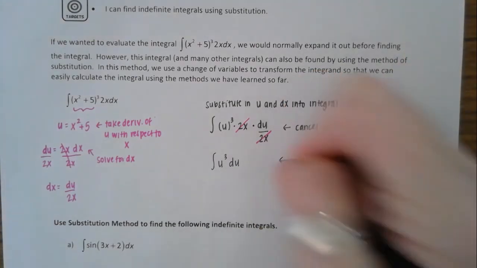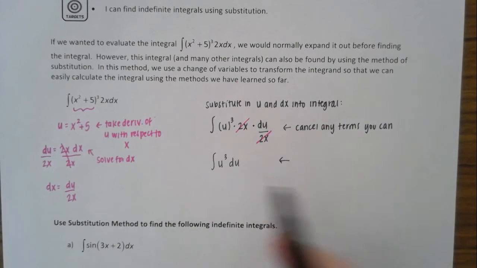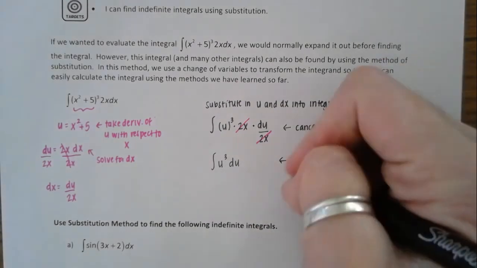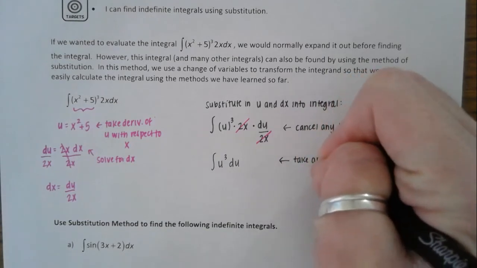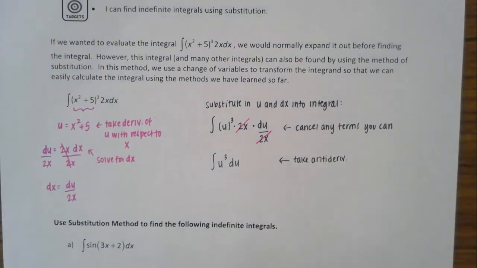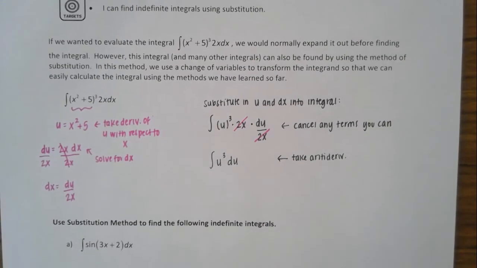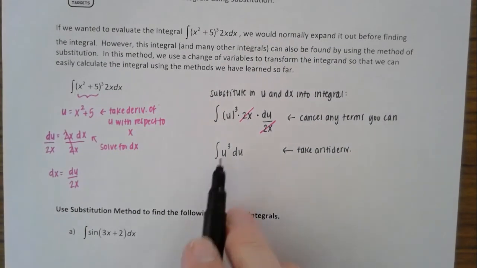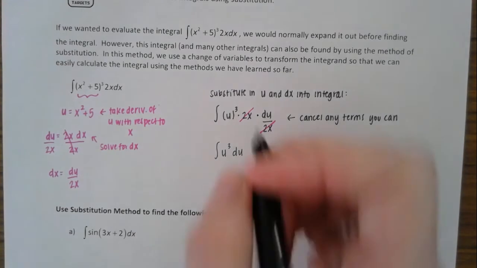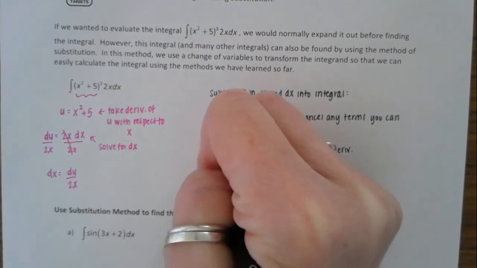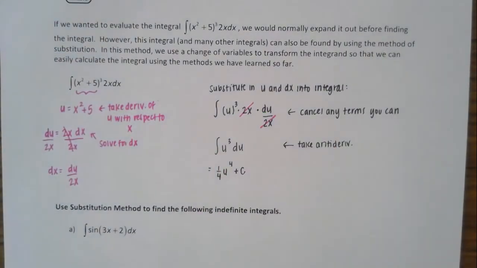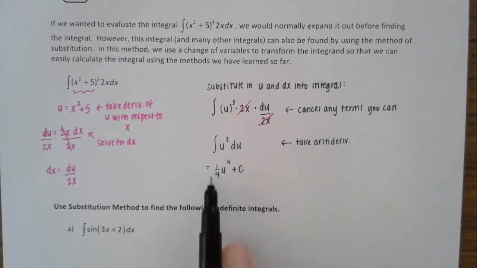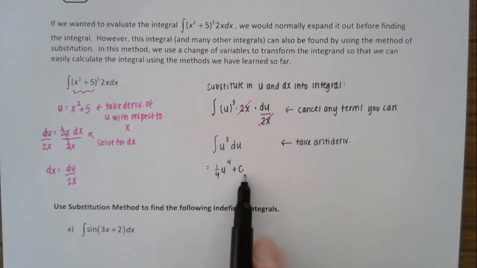And then at this point, once you have something that's simplified and you have something that you can actually take the antiderivative of, then we're going to go ahead and take the antiderivative. I'm just taking the antiderivative here with respect to u because that's the variable that we're working with right now. So using my power rule, this is going to be, I think, 1/4 u to the 4th. And since this is an indefinite integral, I want to also include a plus c here. So the antiderivative of u to the 3rd du would be 1/4 u to the 4th plus c.